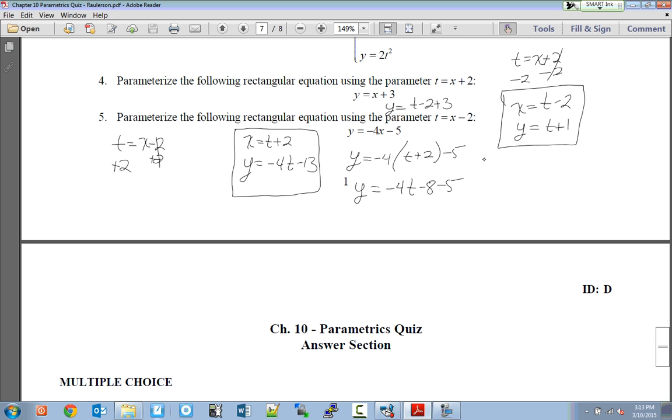All right, so for numbers 4 and 5, you have to take your parameter that you're given and solve it for either x or y, whichever one is there. In this case, it's both x. So we solved them for x, substituted what we got for x into the second equation, simplified it down, and that's how we got our 2 different equations.